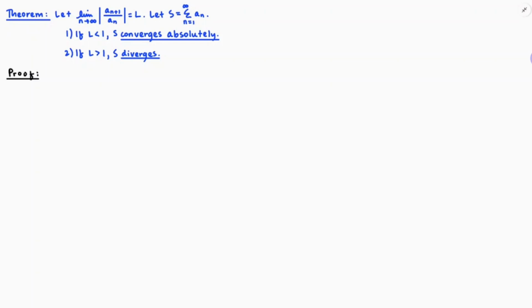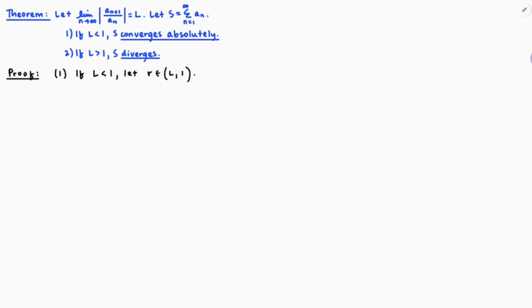If that limit is greater than 1, the series diverges. Okay, if the limit equals 1, then the test is inconclusive, but I'm not really getting into that here. Alright, so first I'm going to prove the forward direction, or the converges part. So I'm just going to suppose that that limit L is less than 1.